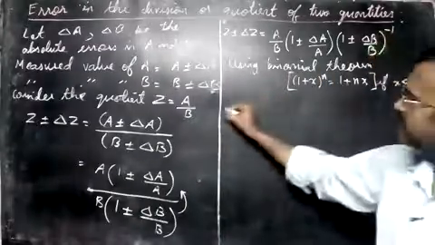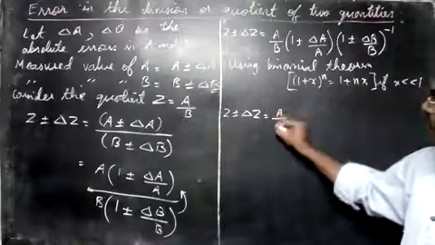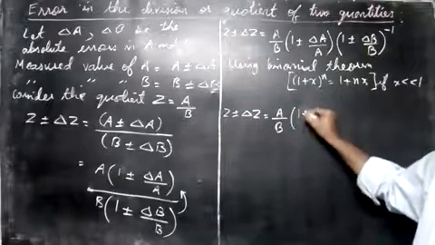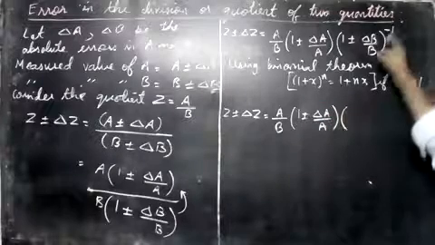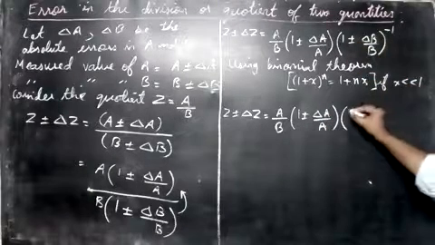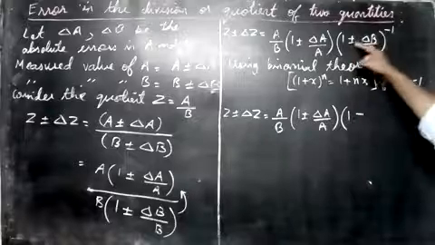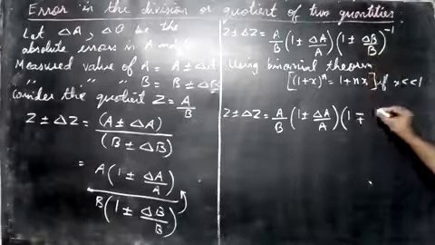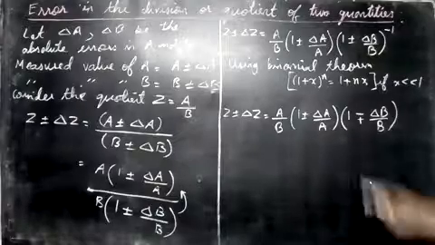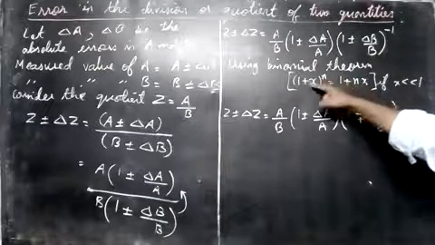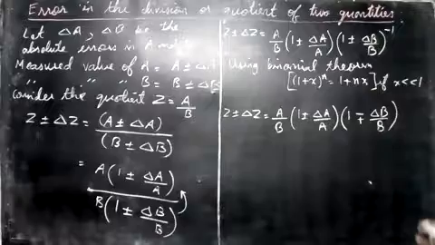So what we get is Z plus or minus delta Z is equal to A by B into 1 plus or minus delta A by A, into this one, where you multiply the minus sign inside. So 1 plus into minus becomes minus, and minus into minus becomes plus, delta B by B. I used the binomial theorem, (1 plus x) to the power n, multiplying n inside. Here n is minus 1.